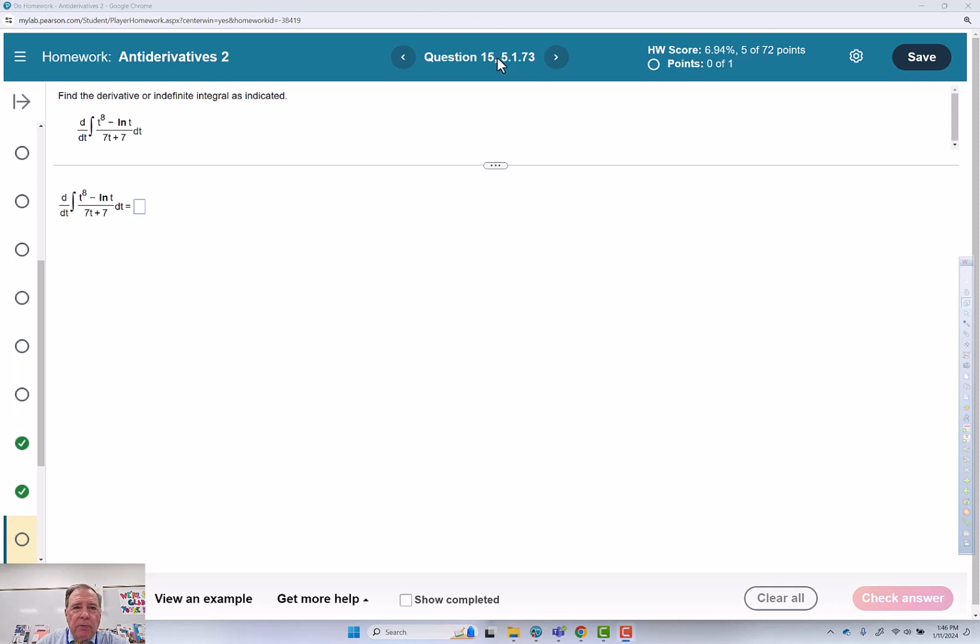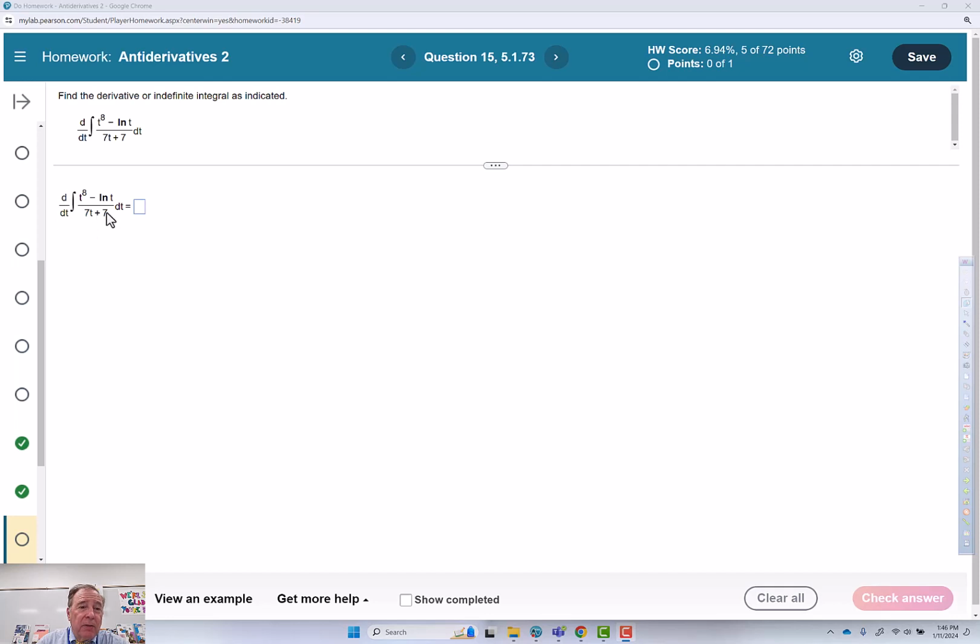This is question 15 of Antiderivatives 2. Find the derivative or indefinite integral as indicated. Well, I think what it's really doing is find the derivative of the indefinite integral. So if we just think this through, and this looks like a real bear, and it actually is a bear to integrate. But if we do the antiderivative, we'll get a plus c.